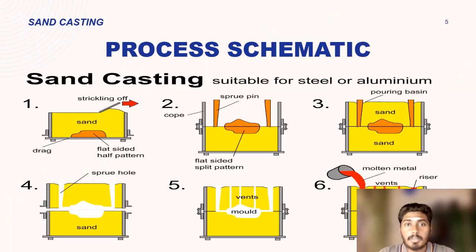For the process schematic, there are 6 stages of the process. First, place the flat-sided half pattern and compact the pattern with the mixture of sand and clay. The second step would be to place the other half of the pattern, which is already compacted with the mixture. Third, using the sprue pin, create a pouring basin so that it will be easy to pour the molten metal. Finally, remove the pattern and clamp back the two-sided mold. Finally, before pouring the metal, create vents above the mold.